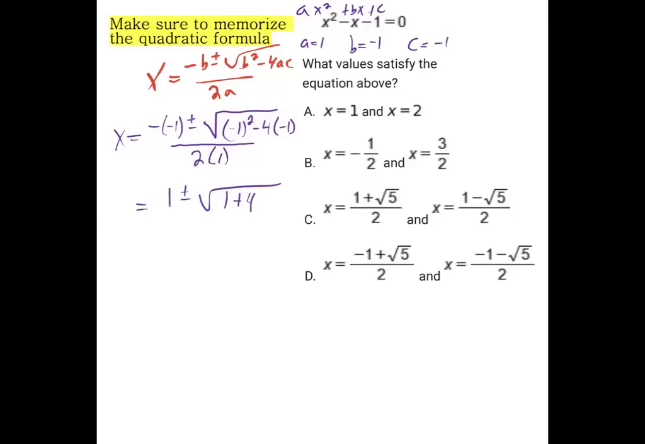Most of the mistakes on the quadratic formula happen right here, by the way. Whatever numbers you have here, you want to multiply them all together and get a single number for that. In our case, that was plus 4. And that's all over 2. So we have 1 plus and minus square root of 5 all over 2. And that's equivalent to answer choice C in this situation.